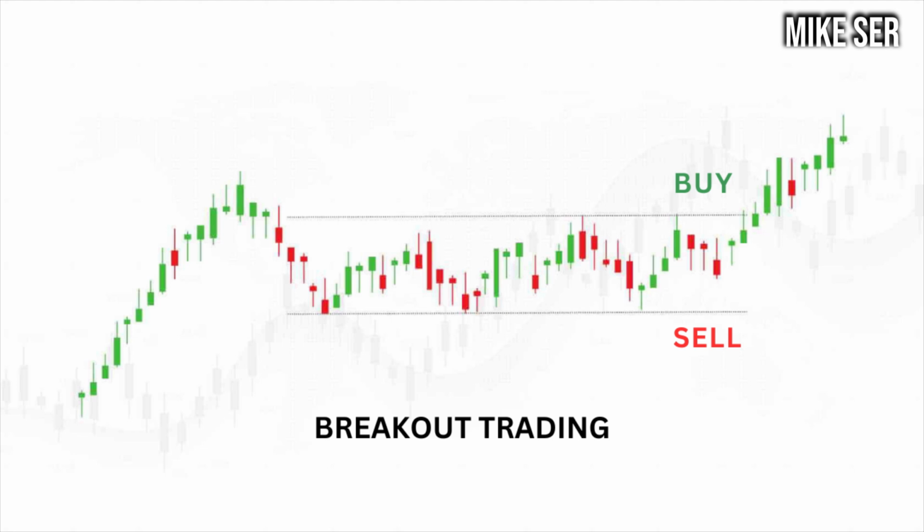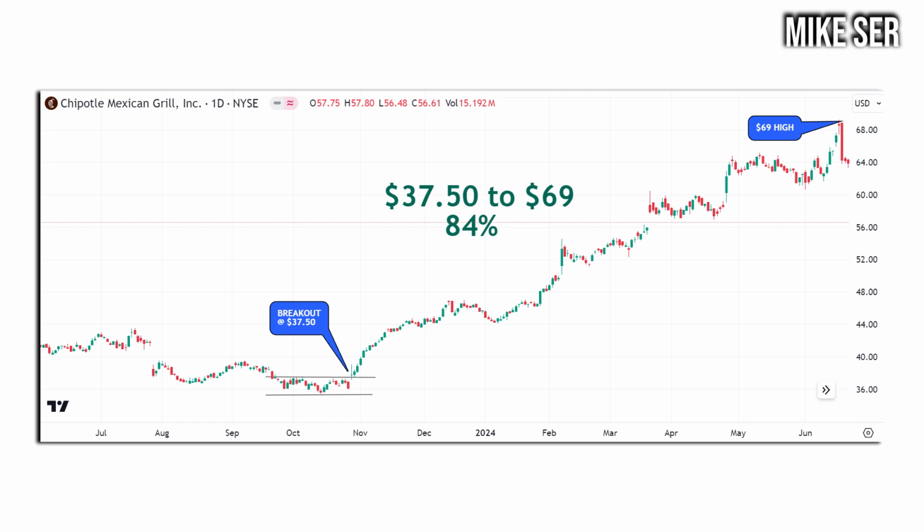Now, let me show you some examples. On this chart here, you can see the stock Chipotle Mexican Grill, symbol CMG. Now, the stock was trading in a tight price range between $35 and $37 for the most of October 2023.